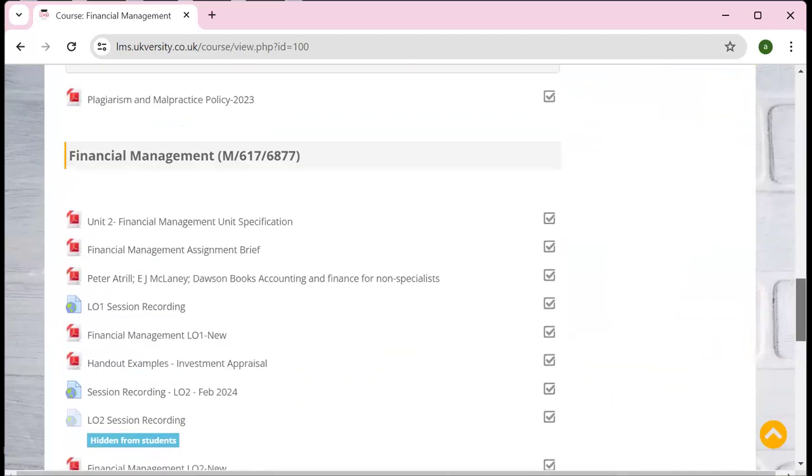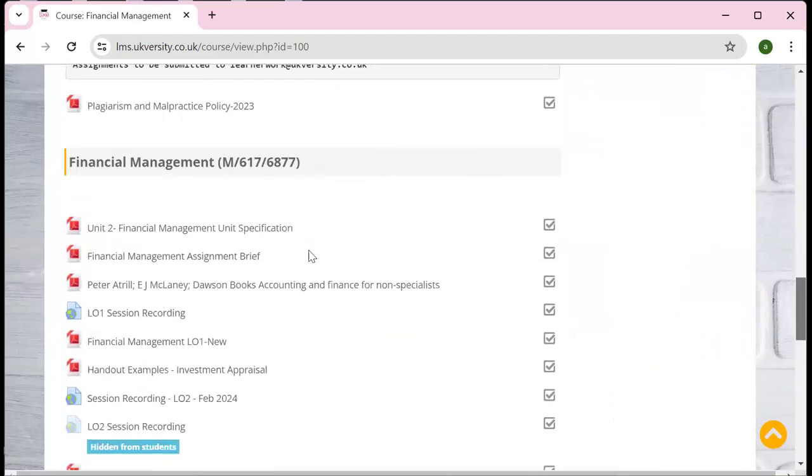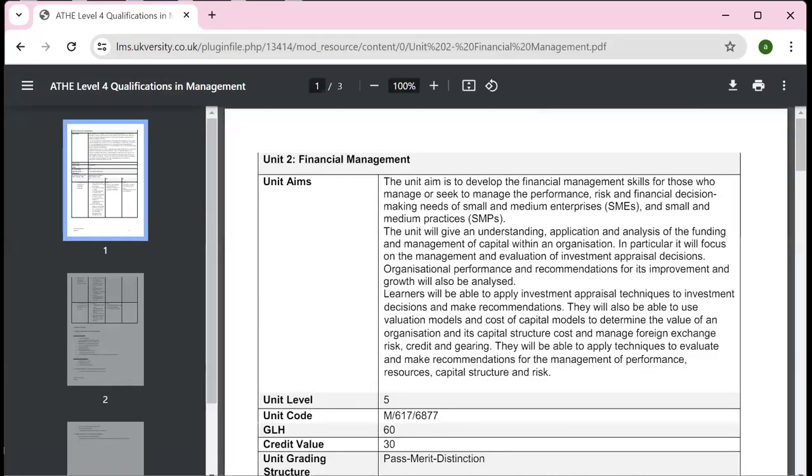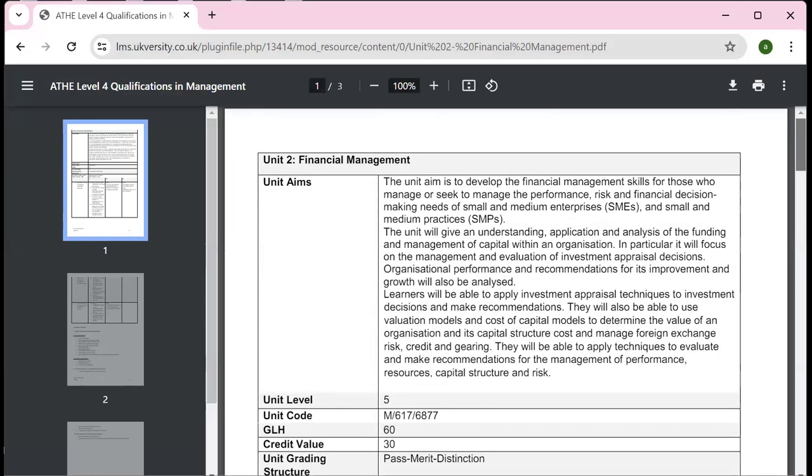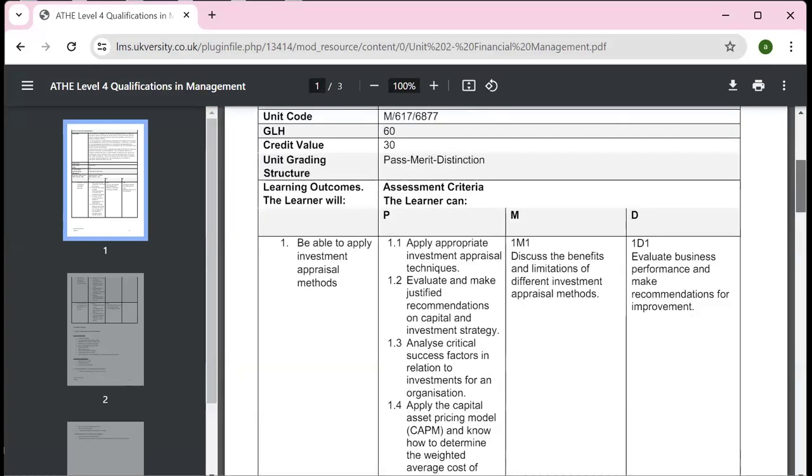So today's lesson will be, before starting, let's go through the unit specification, what we're supposed to learn. In this unit, the key aim is to develop an understanding of financial management in small and medium enterprises. We'll go through the application and analysis of funds, and capital investment appraisals, and how we can appraise a project by looking at the cost of capital.